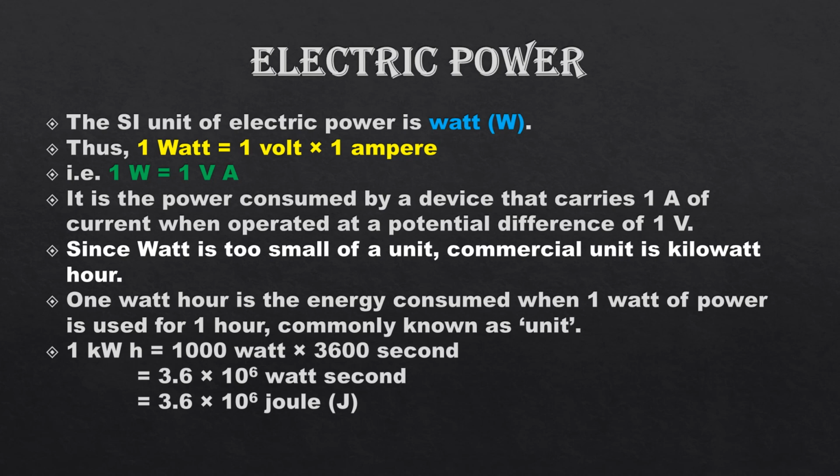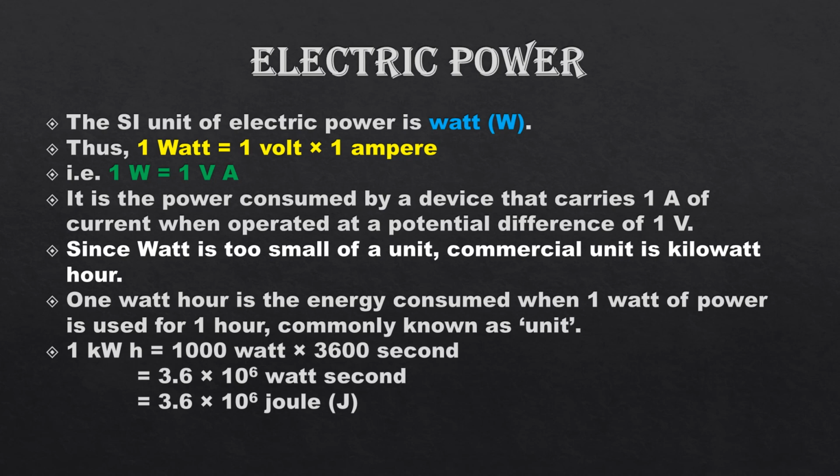Alright. SI unit of electric power is watt. 1 watt is equal to 1 volt into 1 ampere. Alright. So what is 1 watt? It is the power consumed by a device that carries 1 ampere of current when operated at a potential difference of 1 volt.